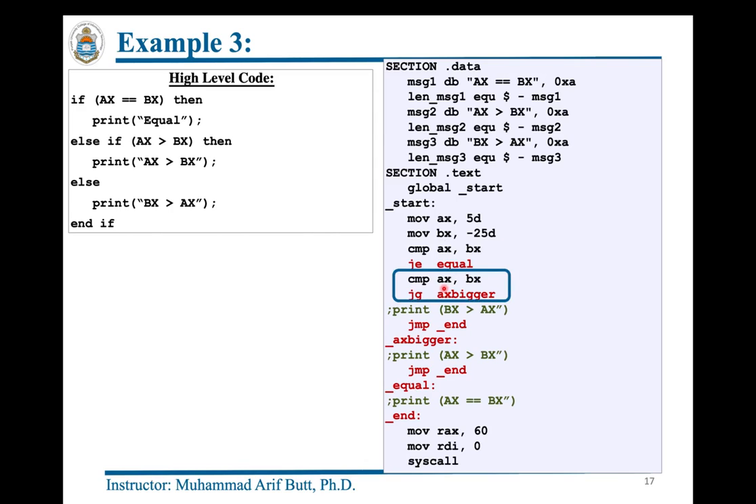Now the condition of this jump instruction will evaluate to true since it says jump if AX is greater than BX to this label underscore AX bigger, and since AX is bigger than BX, that is 5 is greater than or bigger than -25, so the control will move on to this portion underscore AX bigger, and this will of course print the appropriate message, and finally it will perform an unconditional jump to underscore end to terminate the program or exit the program gracefully.